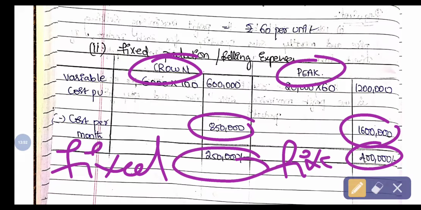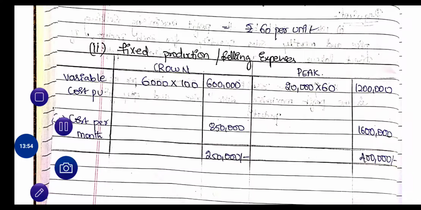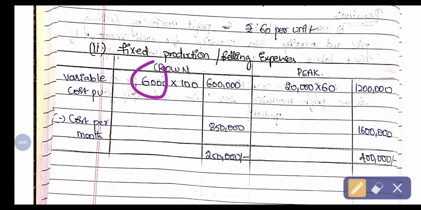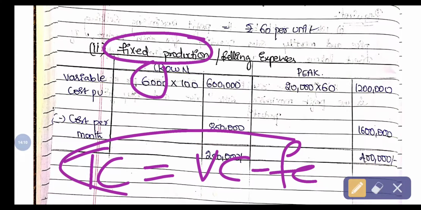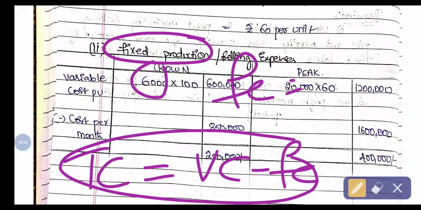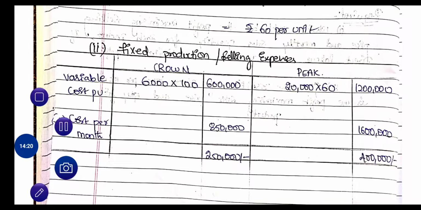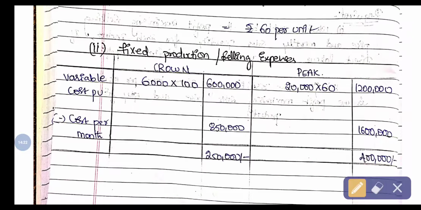So it is simple: to calculate the fixed cost, the first volume, that is the first production, should be taken. The formula is total cost equals variable cost plus fixed cost. If we rearrange this, fixed cost equals total cost minus variable cost. So for calculating the fixed cost, the first volume, first production and first cost should be taken into consideration.